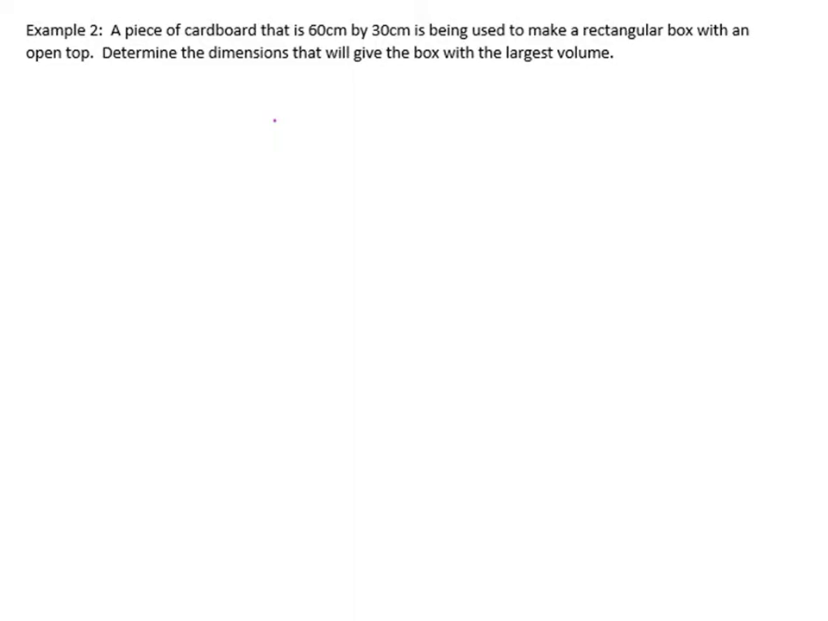Okay, this one's a little bit more complex. A piece of cardboard that is 60 by 30 is being used to make a rectangular box with an open top. If you ever get a box that a case of soda comes in, when you break it down, it looks something like this. Where these four corners will be cut out, they'll all be x in length.